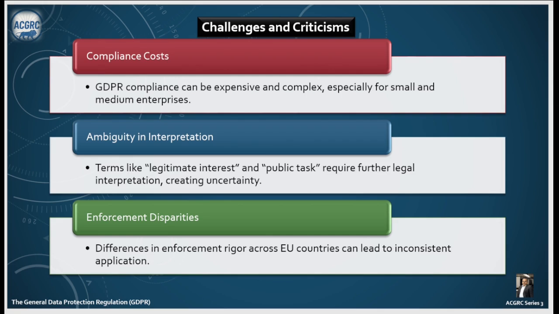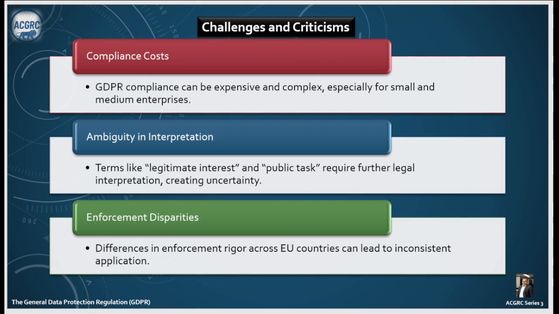Second, updating their technology and systems. Businesses need to make sure their software and databases are secure. They may need to invest in encryption tools, access control systems, and secure data storage. Example, upgrading to a secure cloud system that meets GDPR standards. Third, it's creating policies and documents. Companies must prepare privacy policies, consent forms, records of processing activity, and a data breach response plan. Example, hiring legal experts to write GDPR-compliant privacy terms.